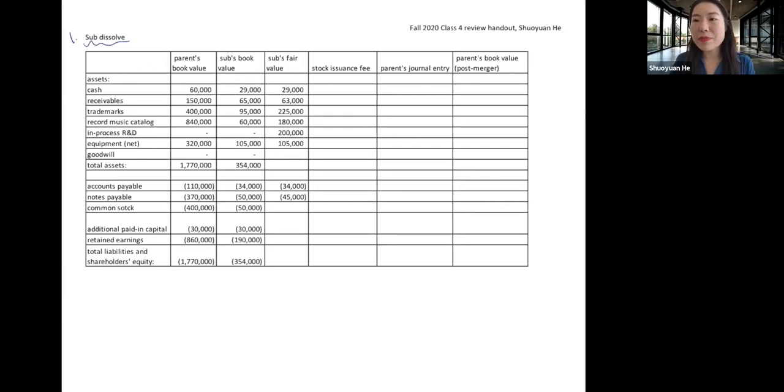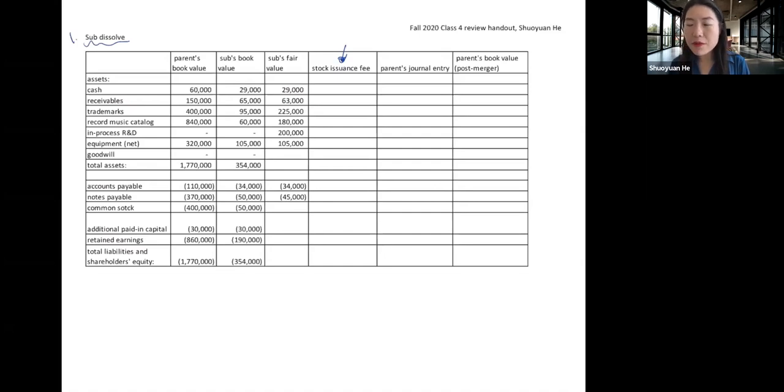what we do is basically we close out the subsidiary's book, and then we move all of the subsidiary's assets and liabilities at their fair value to the parent firm's book. So let's first look at this journal entry, stock issuance fee. As we mentioned at the end of last class, this is one of the 3 kinds of additional costs that may be associated with the merger. And in the situation that a firm issues stock to do the acquisition, there may be some stock issuance fee associated. And this journal entry is separate from the journal entry we talked about regarding the merger. So this is a separate journal entry.